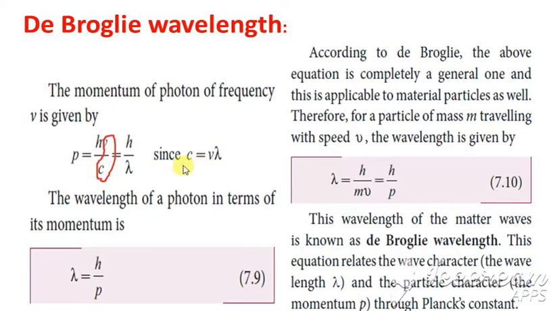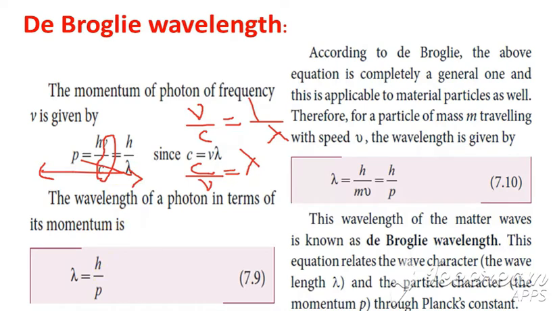Now in this, bring this nu down, so c by nu is equal to lambda. If you take the reverse of this, we get nu by c equal to 1 by lambda. So nu by c is written as 1 by lambda. Now bring this lambda to this side, and p we are bringing down, so we get lambda is equal to h divided by p.